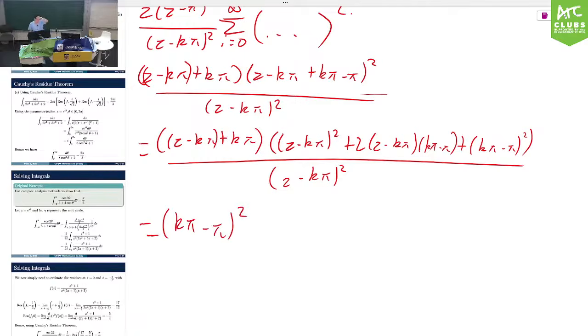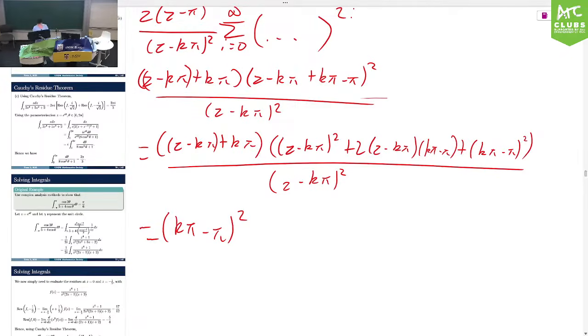So that part here is going to contribute to our residue. Next, move on: k pi times this. This is a constant, so who cares? Z minus k pi, divide this. So that's a power of minus, so that's a power of -1.